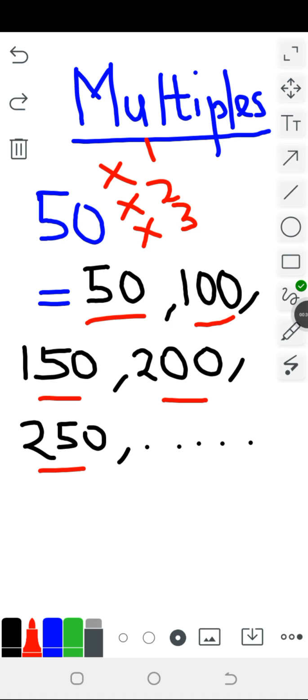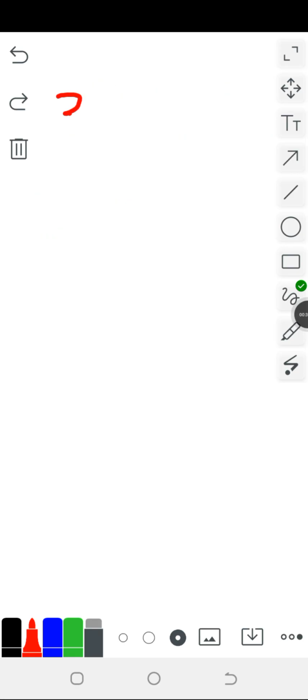Now, let's pick another number. 32. Obtain the multiples of 32. Don't forget, I told you, you start with 1. You use that number to multiply 1, 2, 3, and so on and so forth till you get to a much larger number.